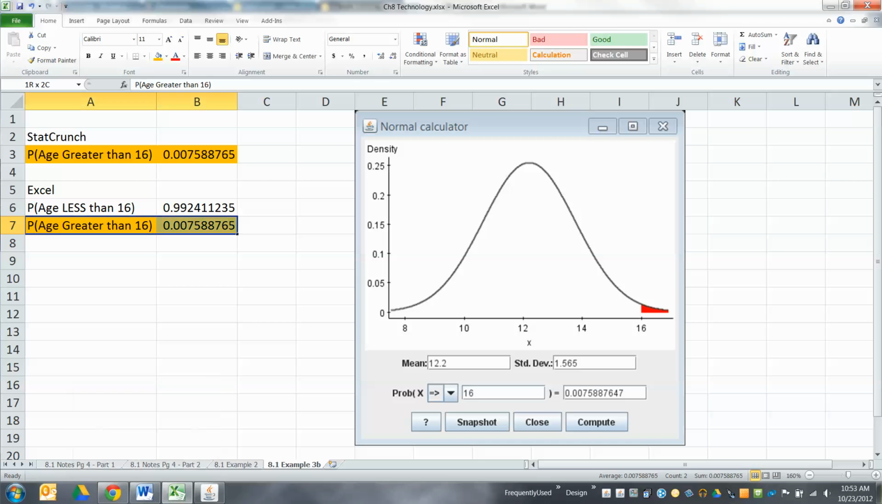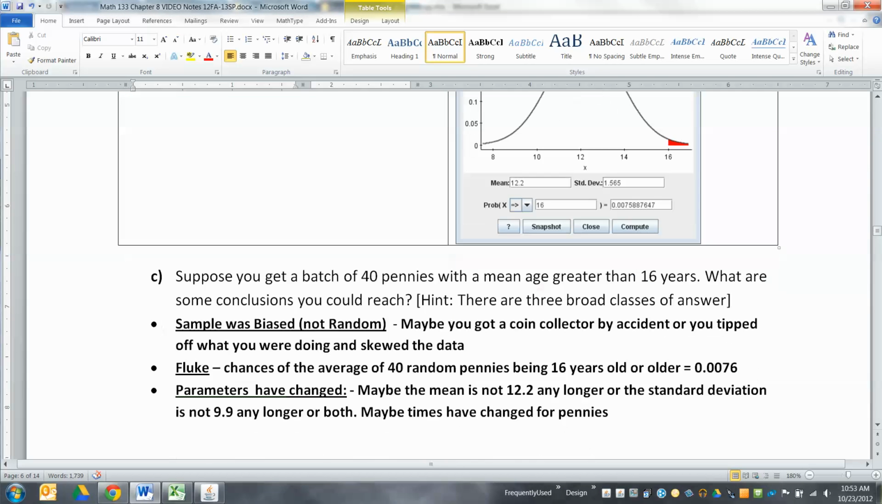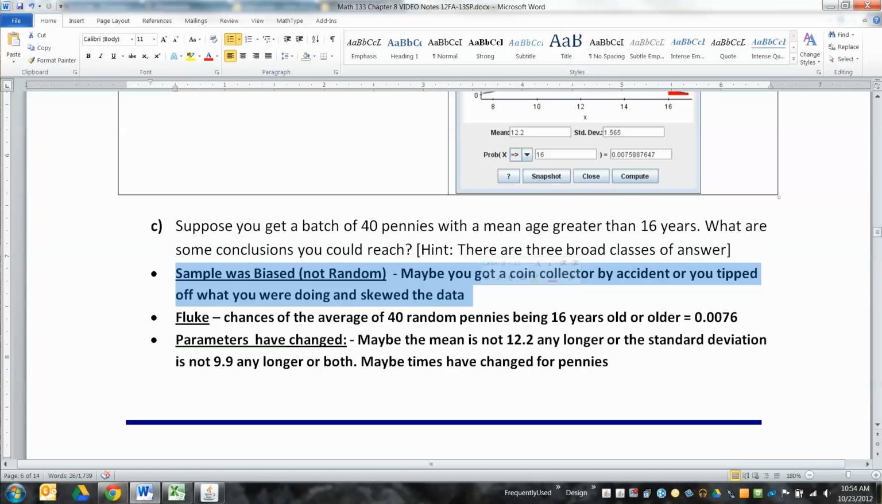All right, so there we go. Boom. Very, very small, 0.0075 chance, which is less than 1%. So suppose you actually did get a batch that was 16 years old. What are some things you could reason? Because that's a really low chance. So you could say, hey, maybe it was a biased sample. Maybe the random sample you got was actually from somebody who's a coin collector, or I don't know, they're magic and they just hold old pennies around. Who knows? Maybe it was a fluke.